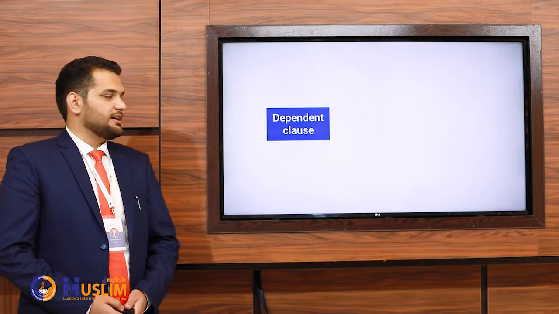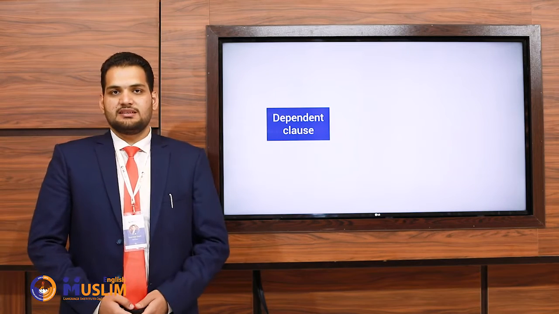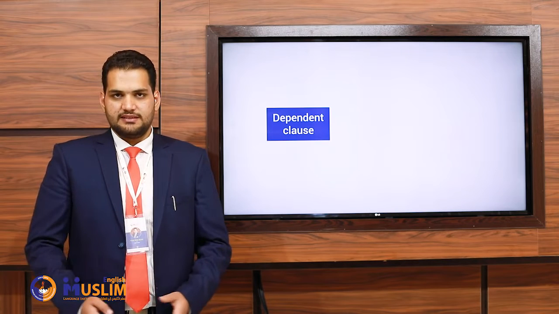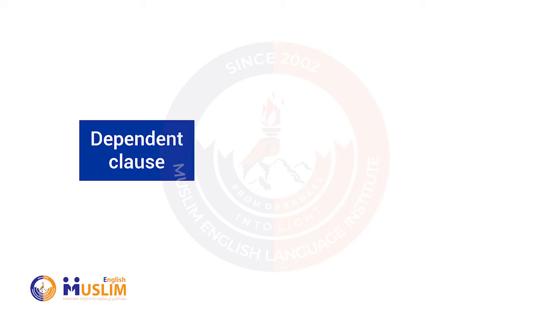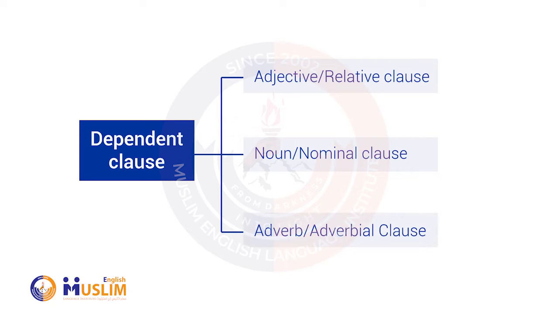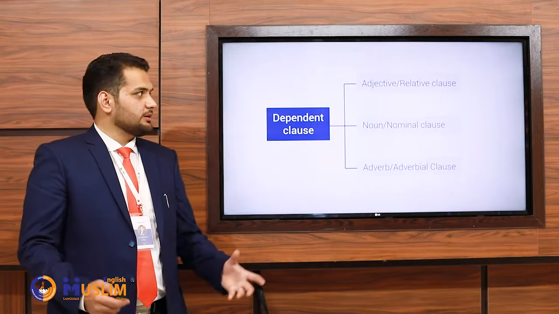Today we're going to talk about the types of dependent clause. A dependent clause has three types. Number one, adjective or relative clause. Number two, noun or nominal clause. And number three, adverb or adverbial clause. Let's talk about the first one.